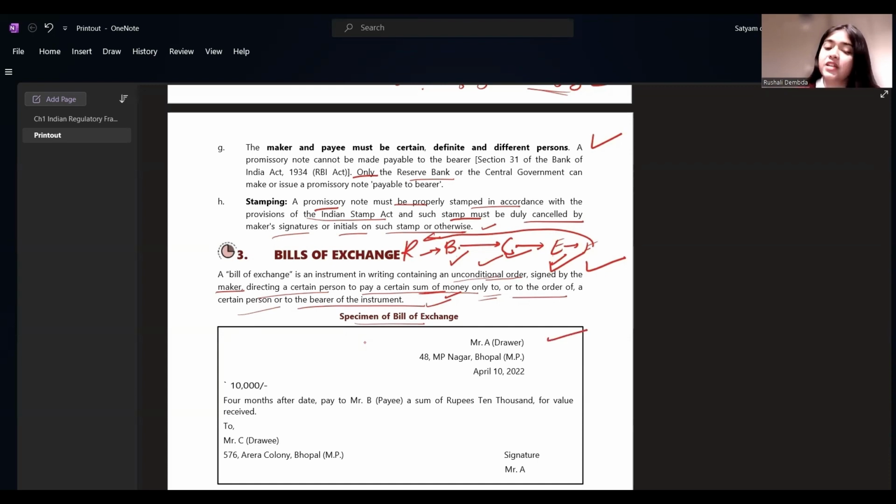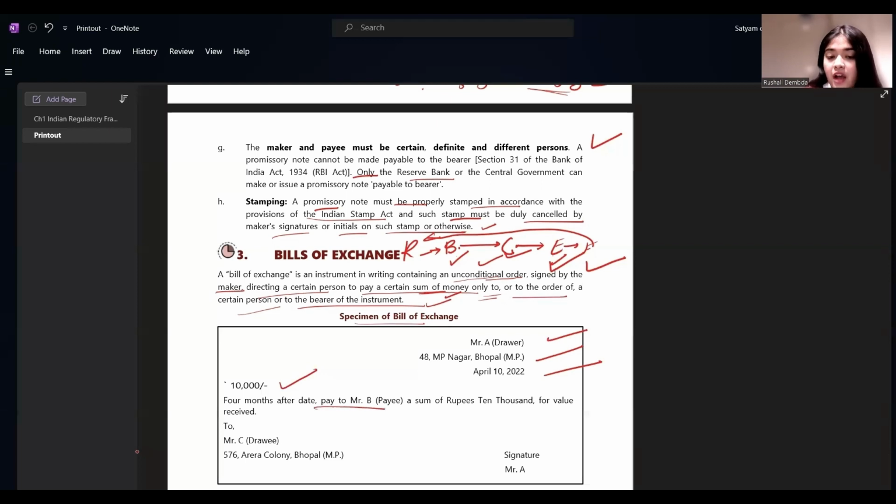Mr. A is the drawer over here. The address of the drawer is given and the date of drawing the bill of exchange is given. So we need to keep in mind all these things should be there. All these elements should be there. Then we have the amount mentioned on the left hand side. Then 4 months after date. So the duration is mentioned over here: 4 months after date, after 4 months of this date, April 10th.